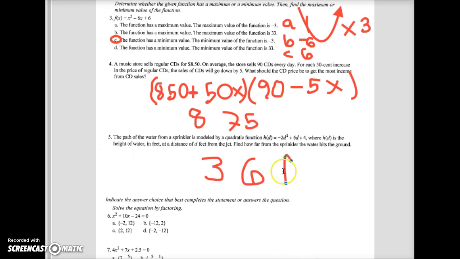And let me make that F. There we go. Now we got an F. And we're going to make a T now. There we go, 3.6 feet.